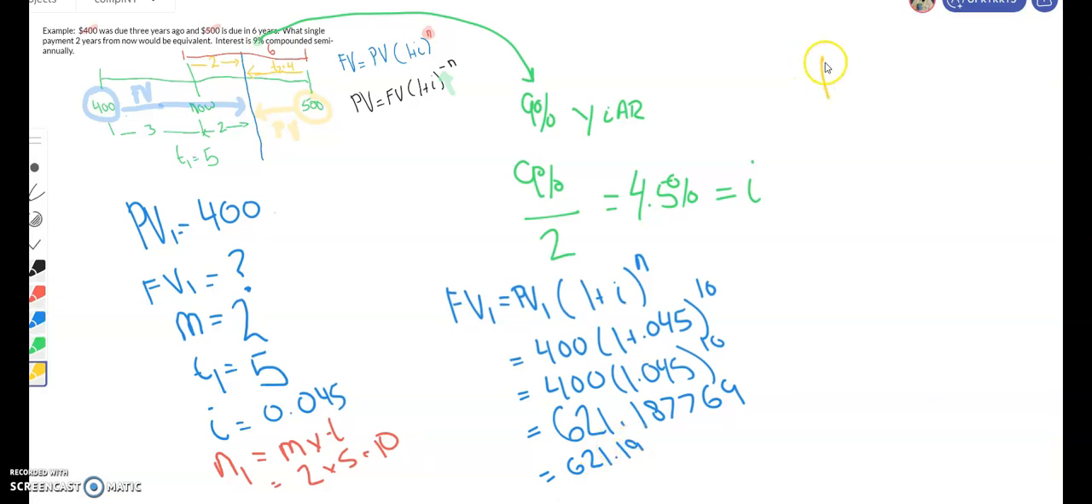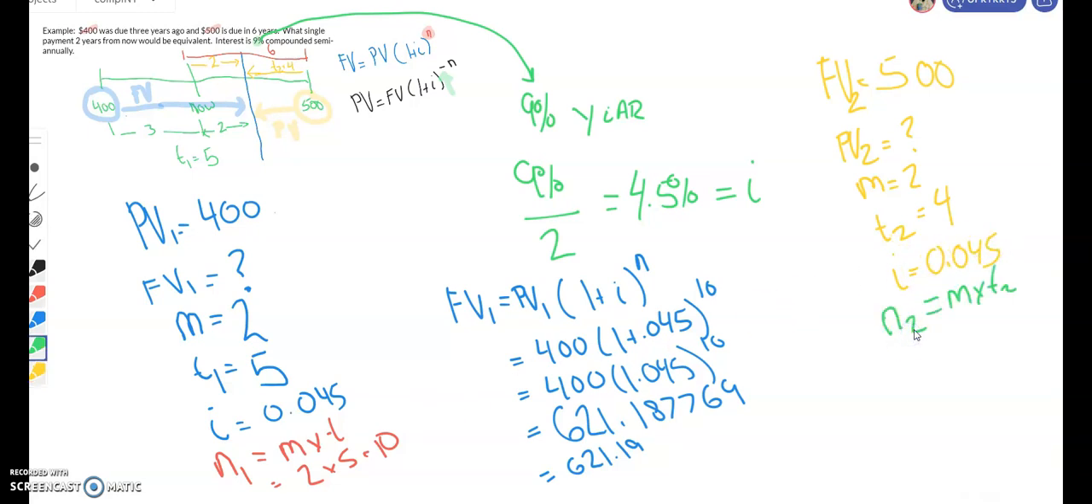So in the future, we have the $500, and we just have to move it back, and we don't know what it's going to be. But the value is in the past. We know our M is 2. That doesn't change. We know that our T2, the amount of time that it travels, is 4. We know that our I is 0.045. And our N, which is that hidden piece of information, is M times T2, which in this case ends up being 2 times 4 years, which ends up being 8.